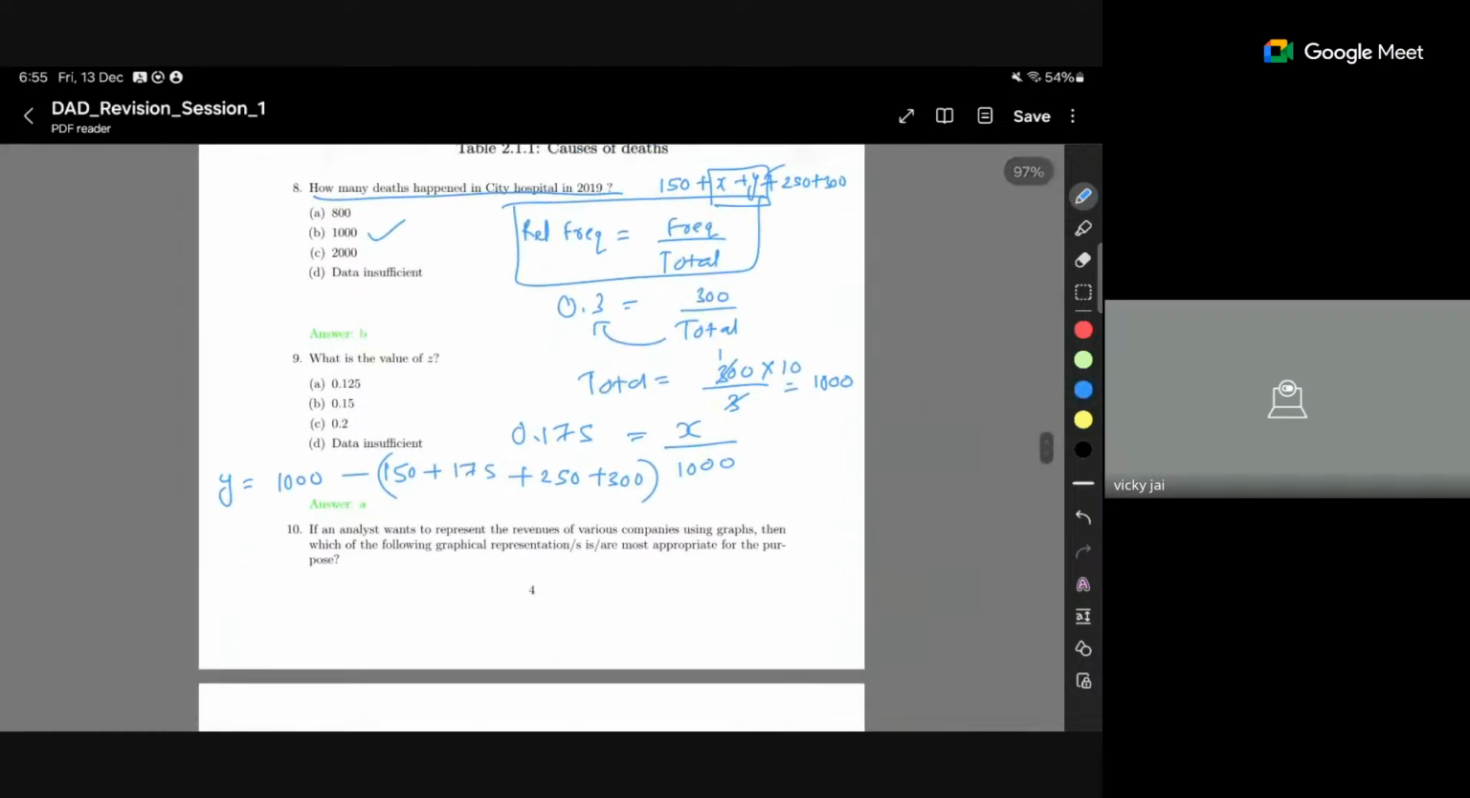So okay, let's do this. 250 plus 300 is 550. 550 plus 150 is 700. 700 plus 100 is 800. So 875 is the total of these numbers. And if I subtract 1000 minus 875, which will give 125, right? So 125 will be the value of y.